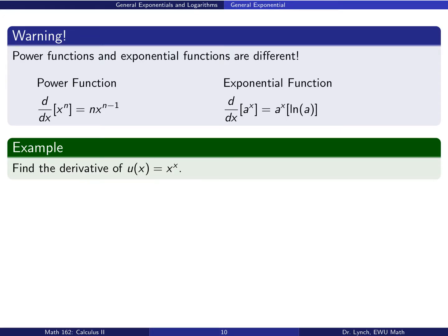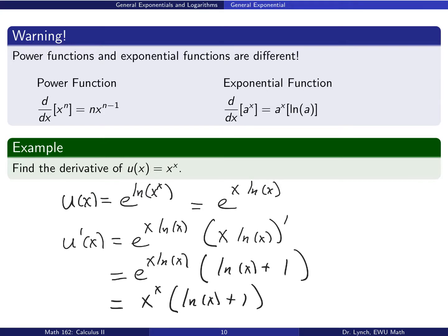Now, one thing that might happen is there might be a function that's a mix of both. So here we see a function u that has x's in the base and x's in the exponent. So it turns out we have to use that e to the ln trick to find the derivative of this function as well. So let's check it out.